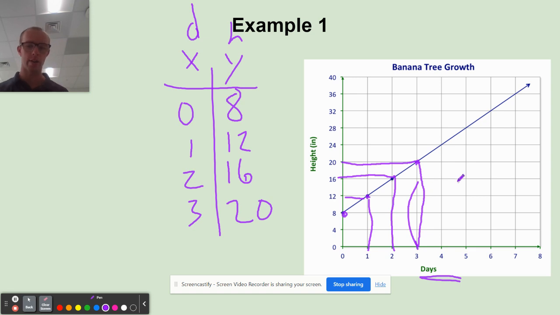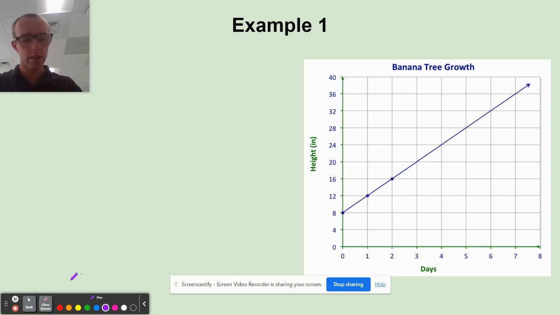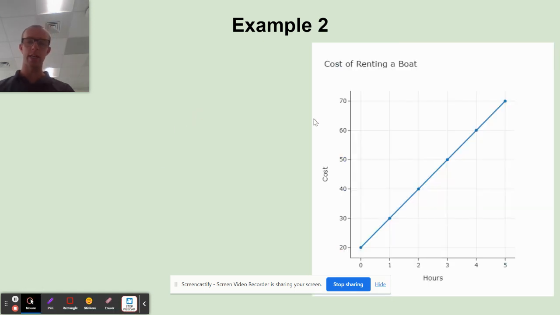And so that is how you take a graph and you turn it into a table, equation, and story. It's all about understanding the parts. Different ways we're showing the exact same thing. These are all the same thing, just shown in a different way. All right. Let's do example 2.